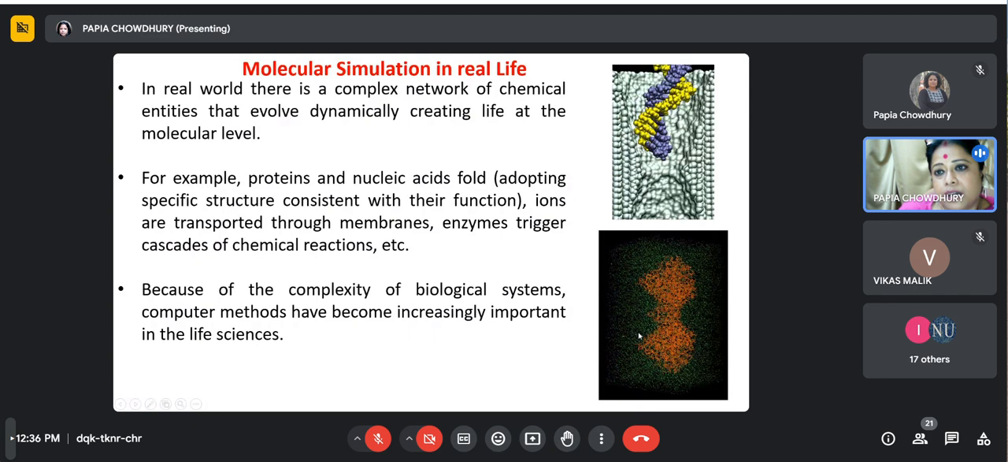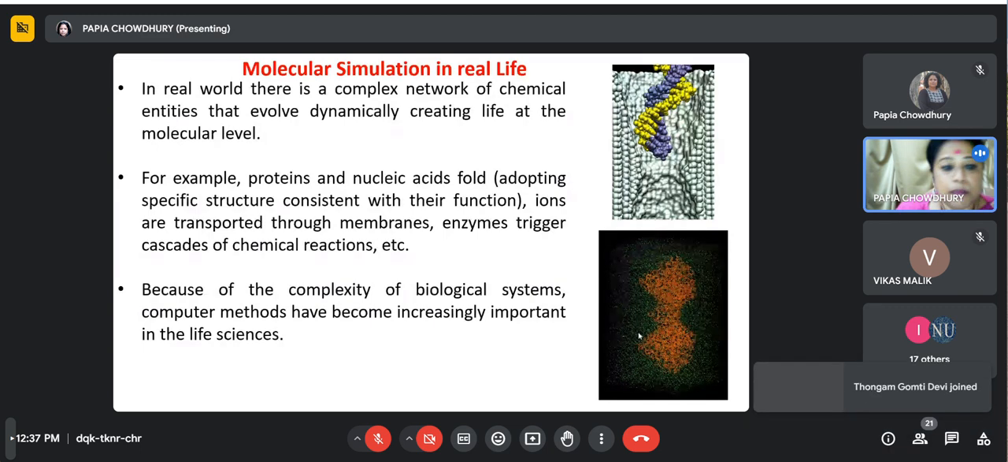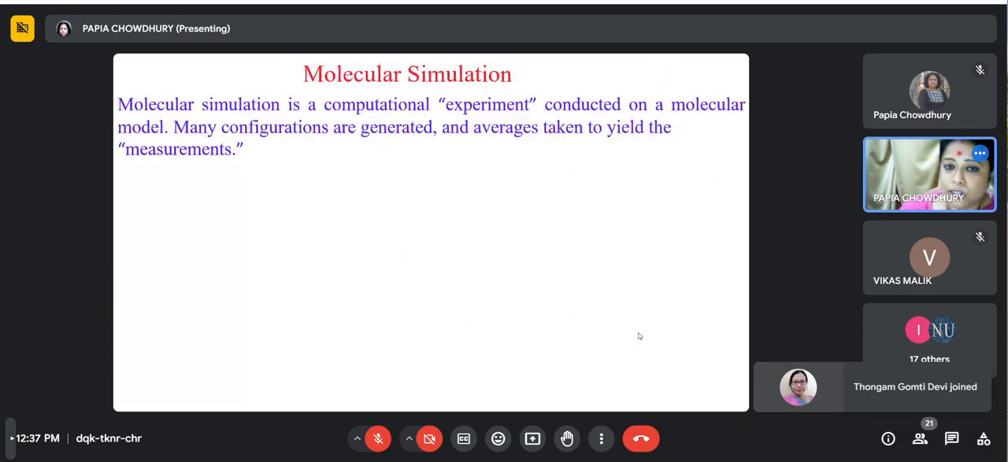Most biological systems are very difficult to handle since they are dynamic, and they change their position, their velocity, their acceleration with time. So due to this complexity of biological systems, to get an idea about their characteristics, we need computational methods, and it is very important to get an insight into the life of the system. That's why molecular simulation came into the picture.